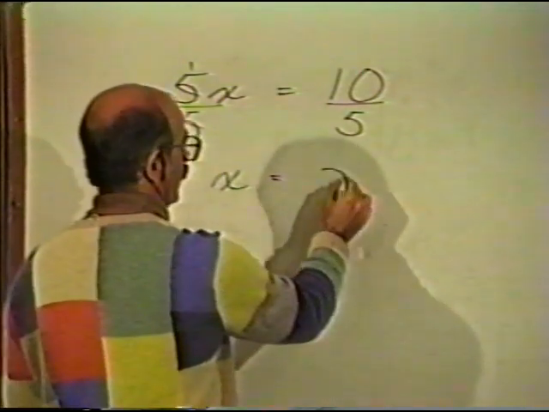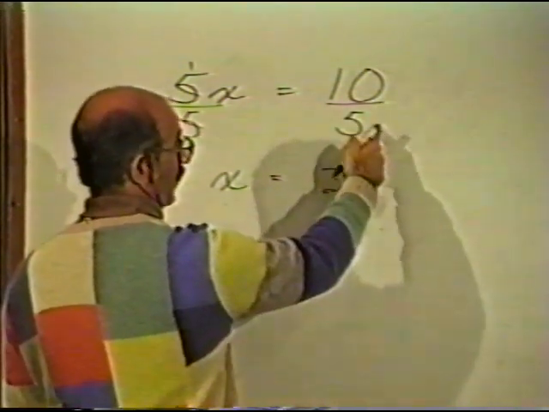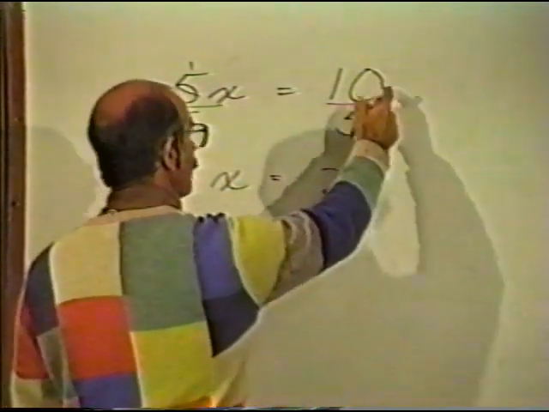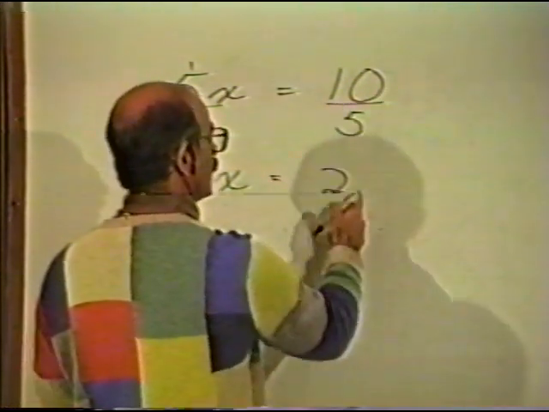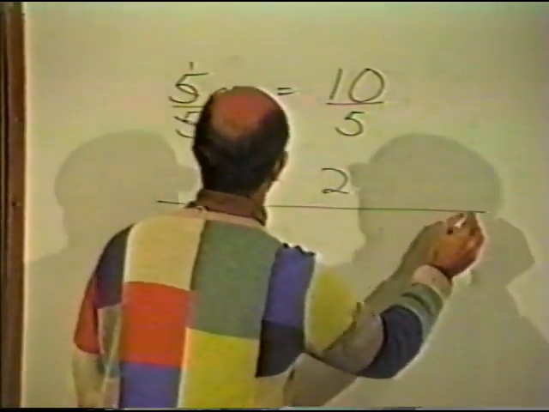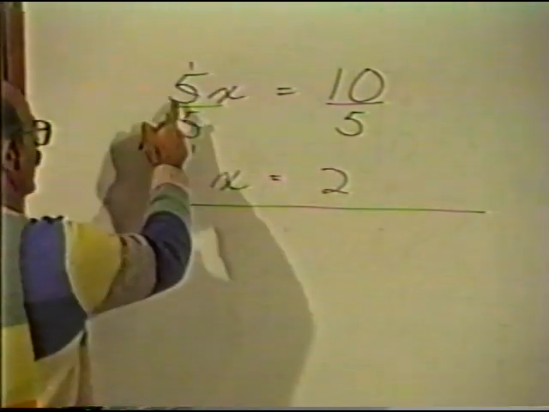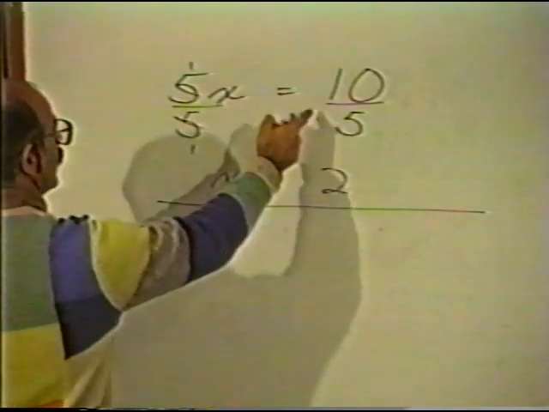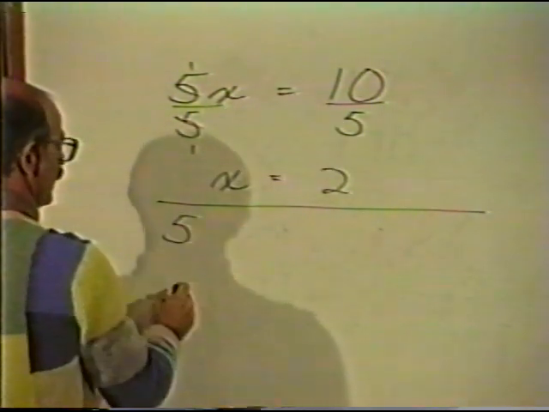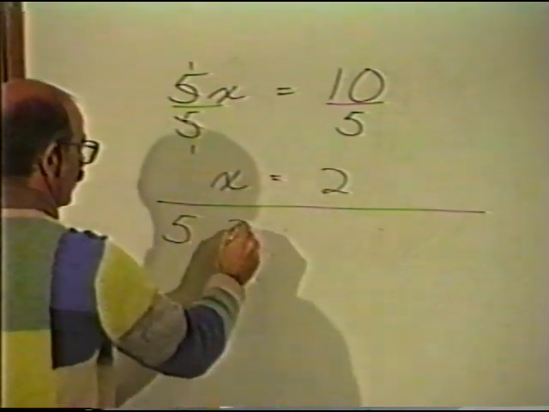It's just like an improper fraction, isn't it? And if you have an improper fraction, you divide the bottom into the top. 5 into 10 is 2. Now we do the check. 5 times x is 10. Here's the 5, and the x is 2.